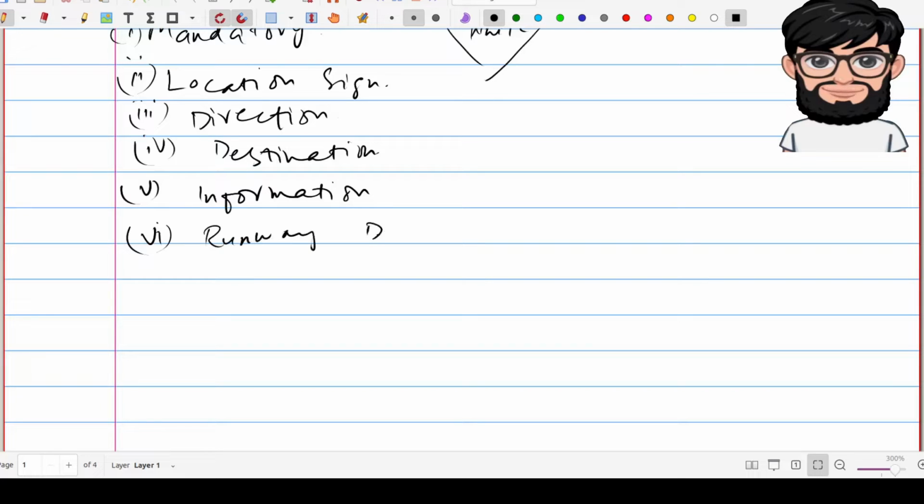Runway distance remaining sign. Basically it has a black background and white numerical inscription, and it is indicating the distance remaining on the runway in thousands of feet.